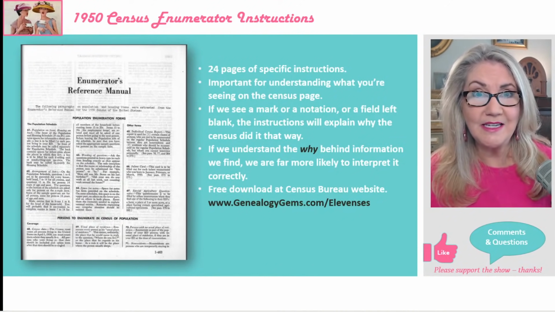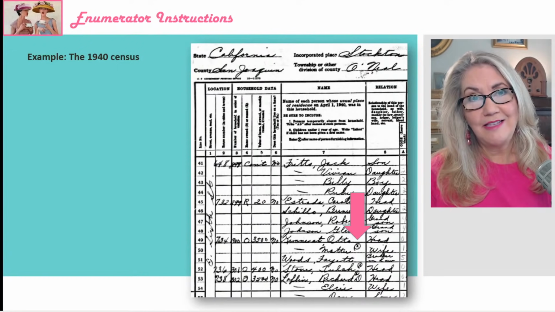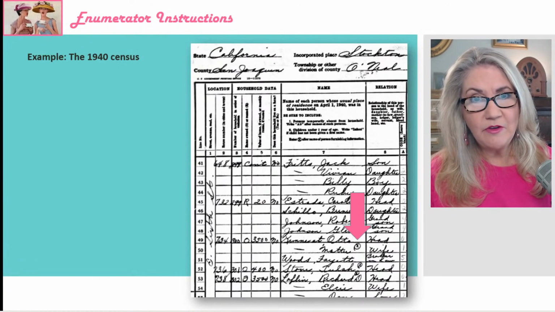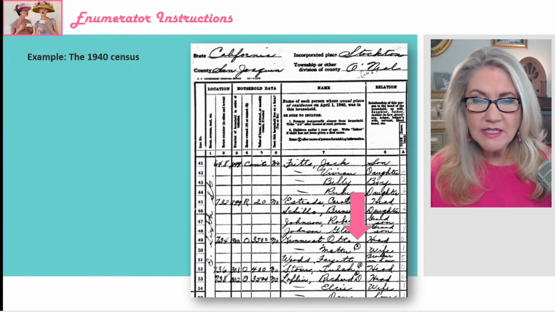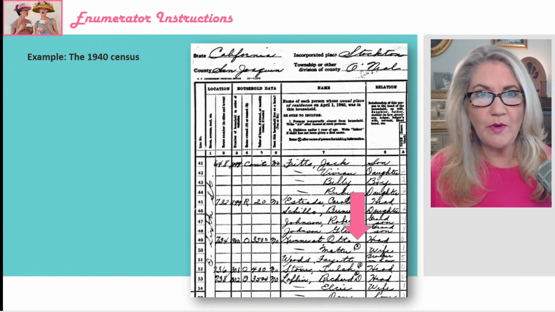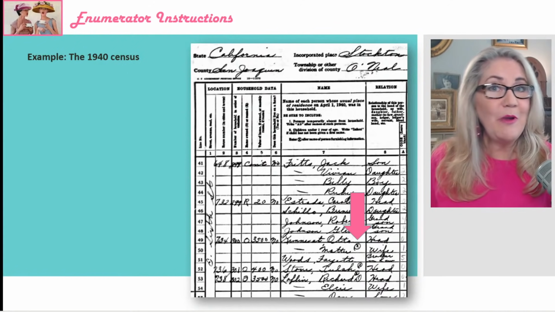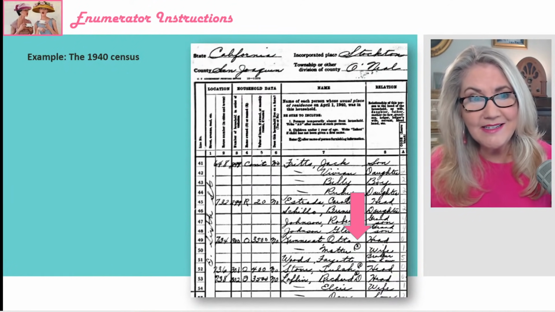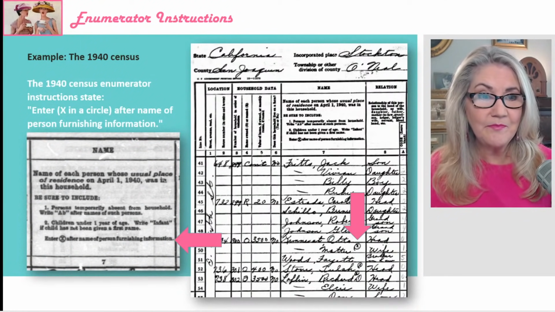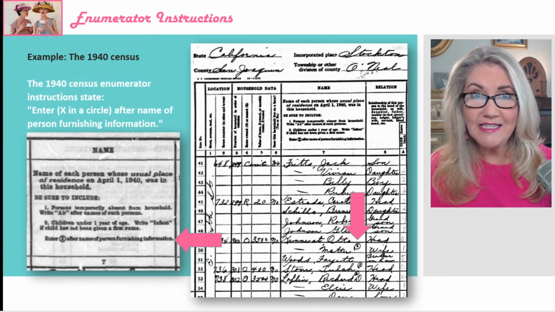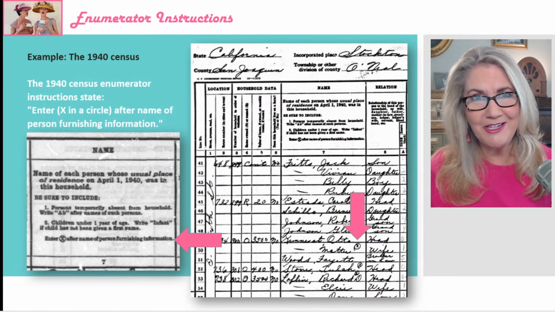Now, here's a perfect example of why this really matters and why you need the 1950 Census Enumerator instructions. And it's because back in 1940, we started seeing these X's with circles around them. And when you first look at it, you're like, what's he doing? Playing tic-tac-toe? I mean, what's happening? We've never seen these before prior to the 1940 census. Well, if you go to the 1940 census instructions, it says, enter X in a circle after the name of the person furnishing the information.